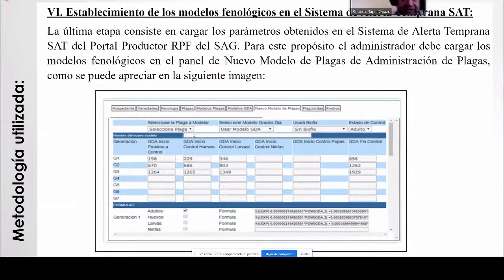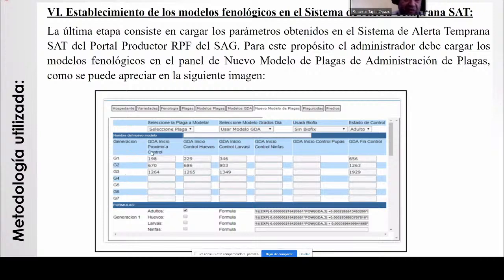So establishing the phenological models in the early warning system, this last stage, is to finally load the parameters that we have obtained in our early warning system, SAT. For that, administrators have to load the phenological models that we see down here per generation in a panel with a new model for pest administration or pest management, as we see in the image. So here they load the models and the cumulative degree days that give us a specific action per generation.